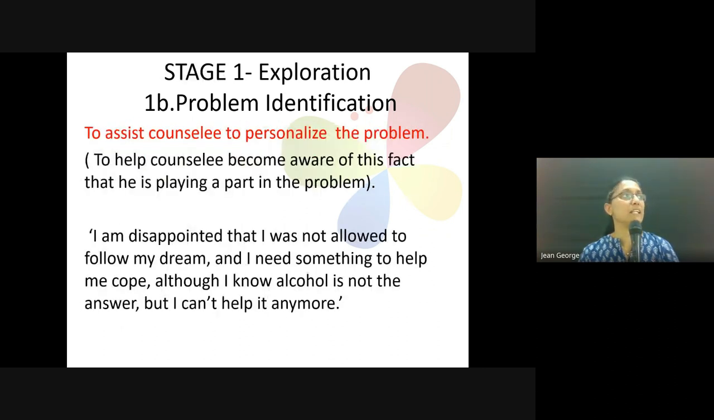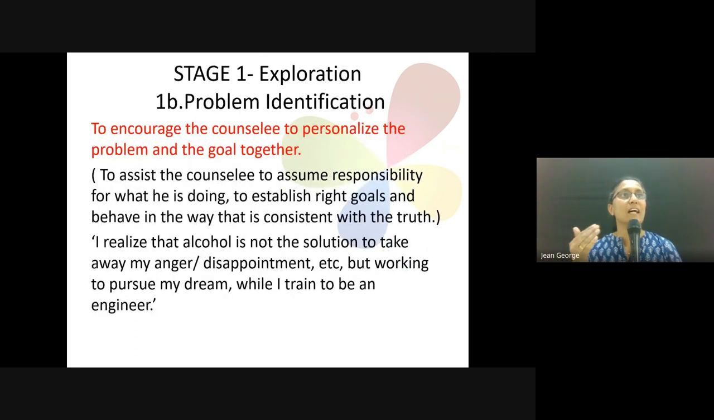Then in problem identification, help him personalize the problem. What's personalizing the problem? He takes responsibility for his problem. Over here, what was he doing? He was blaming his father. So we help him come to identify that the problem is his own, that his contribution is part of it, how he is a part of that problem. The next is how we personalize the problem and the goal together. The problem is that he's turning to alcohol, and the goal is to get out of it or pursue a certain dream. So this was what we dealt with last week.